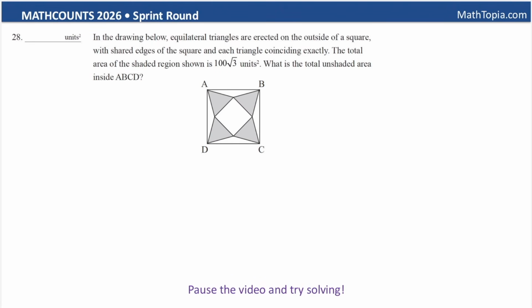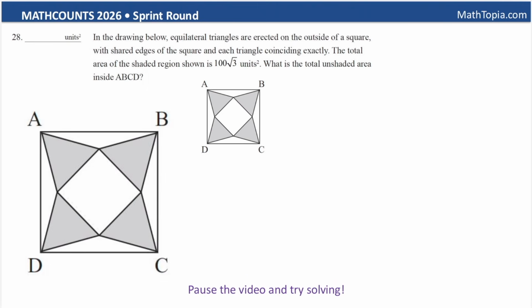In the drawing below, equilateral triangles are erected on the outside of a square, with shared edges of the square in each triangle coinciding exactly. The total area of the shaded region shown is 10 root 3 units squared. What is the total unshaded area inside ABCD?